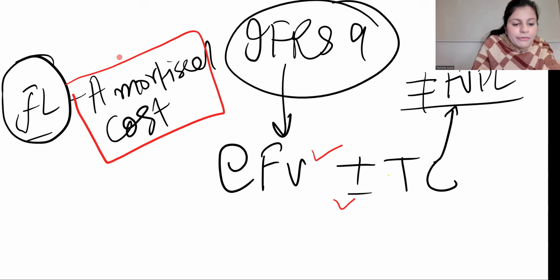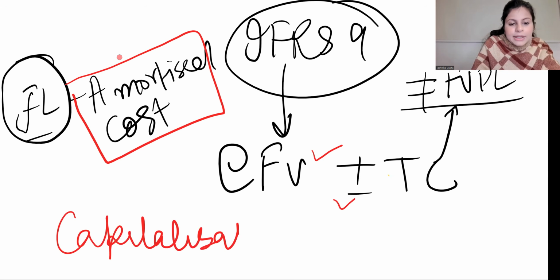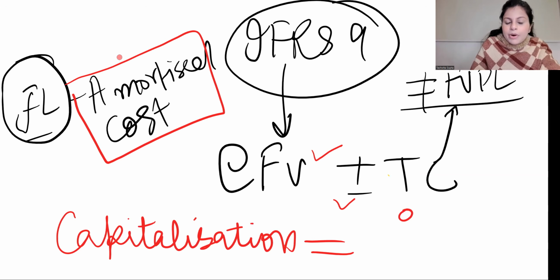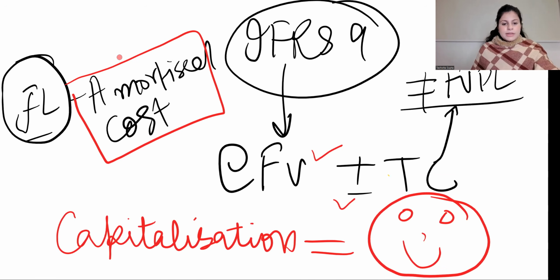Capitalization in itself is a happy thing. Capitalization in itself is a happy process. So if you want to capitalize your cost in financial liability, should you increase your liability or should you decrease your liability? When will you be happy?